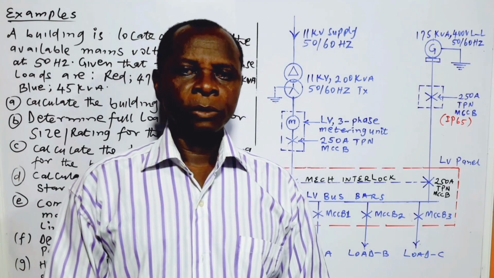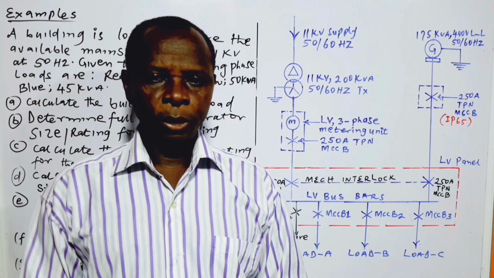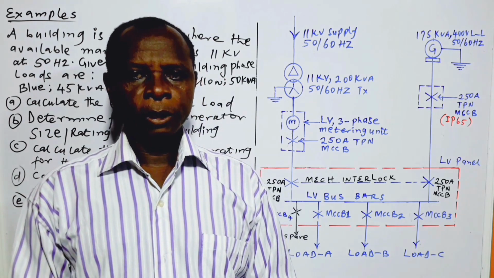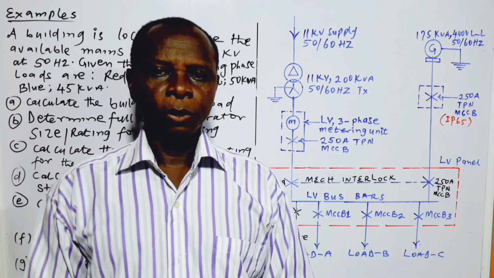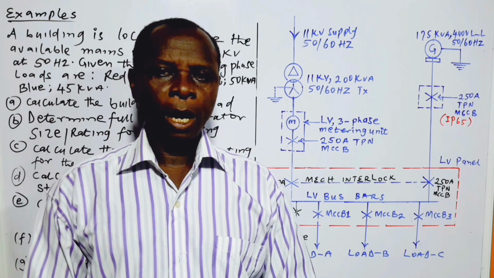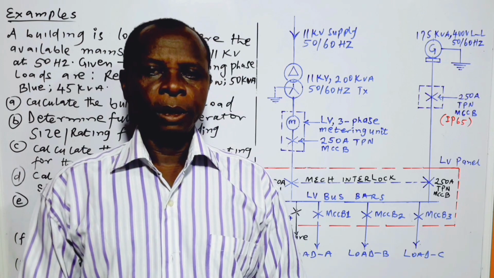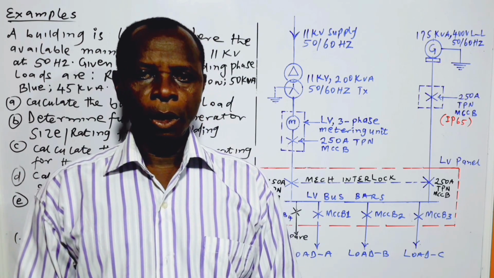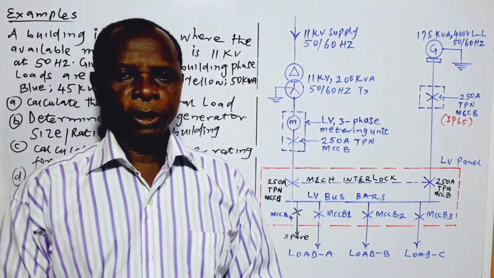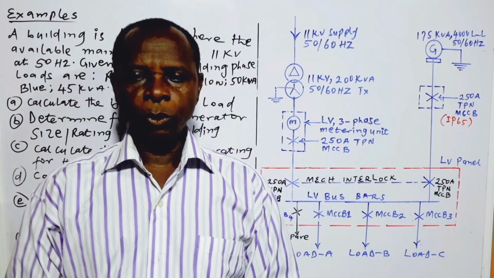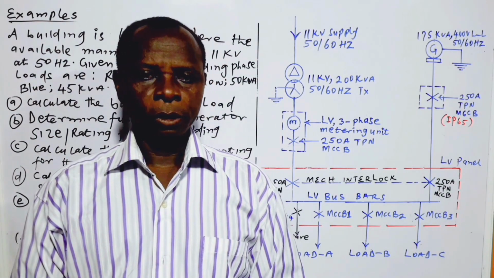This video is about power distribution at low voltage by stepping down medium voltage. The medium voltage to be stepped down depends on the one that is available at the location of the project or at the location of the building. The medium voltage could be 33 kV or 11 kV. In this video, the mains voltage is 11 kV, which is stepped down to 400 volts for low voltage distribution.